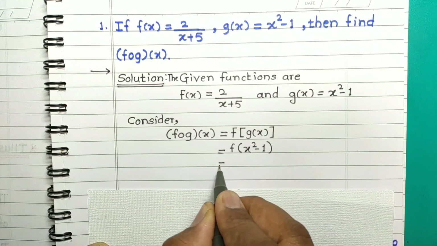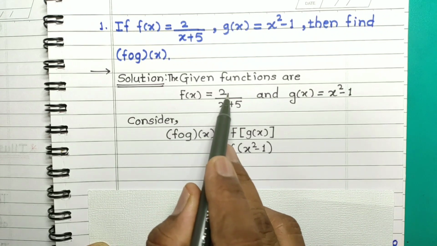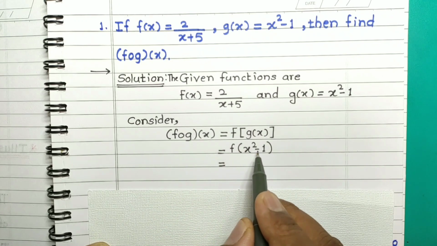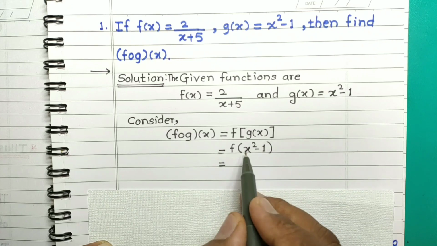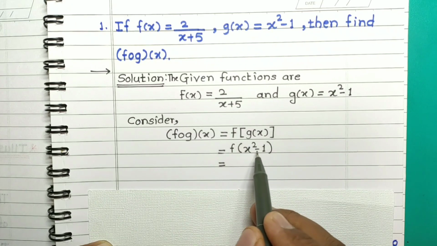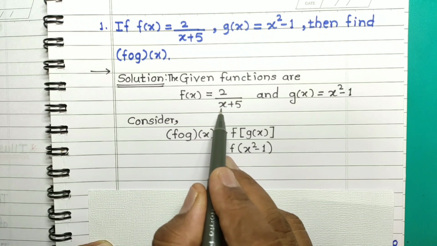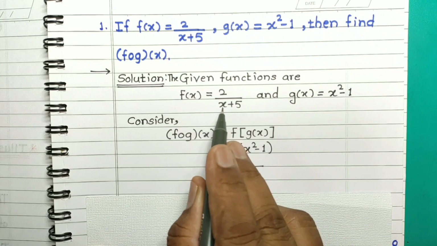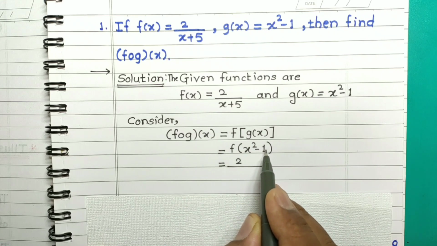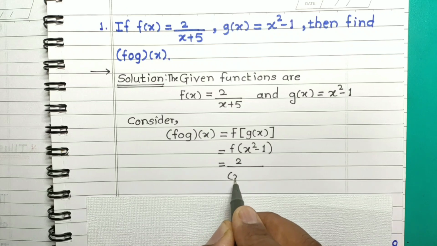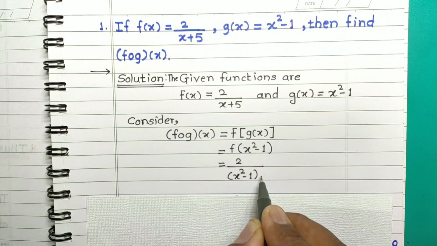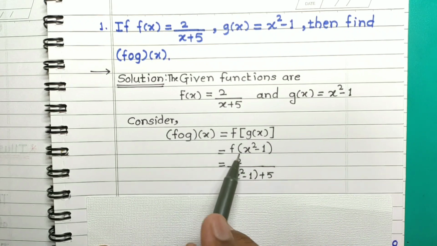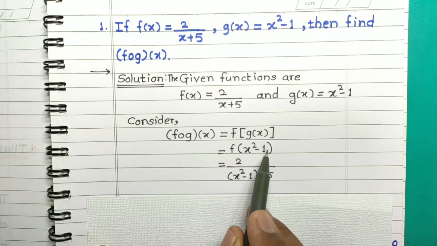Now we have f of x equal to 2 upon x plus 5, and here we have to write down f of x square minus 1. So we have to write x square minus 1 at this x. So this is nothing but 2 upon, we have to replace this x by x square minus 1, so 2 upon x square minus 1 plus 5. Do you understand this step properly? We have to write down f of x square minus 1.